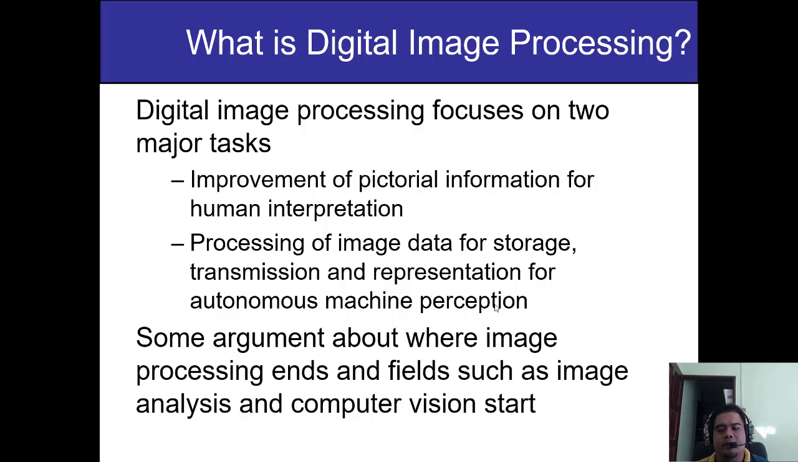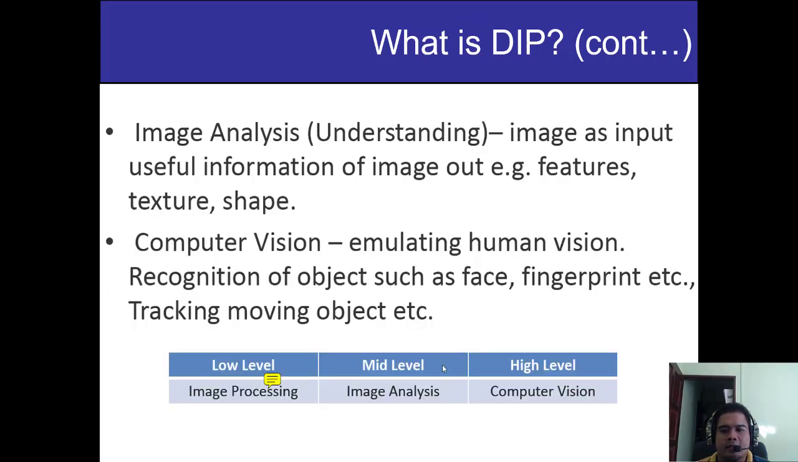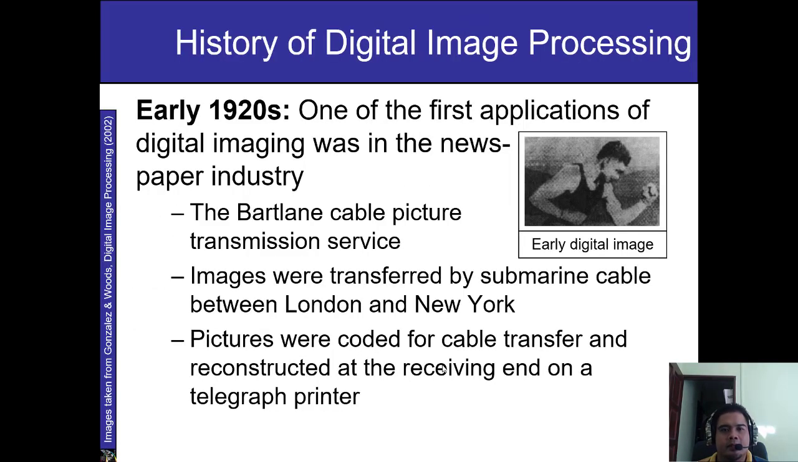Okay, there's one family stat. So in this statement there's some argument about where image processing ends and fields such as image analysis and computer vision start. I will explain that in the next lectures. You just skip this slide first. I will try to explain in the next lectures. Just skip this part. I will continue back later.